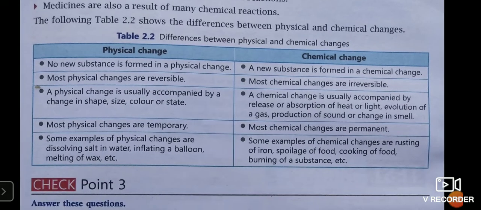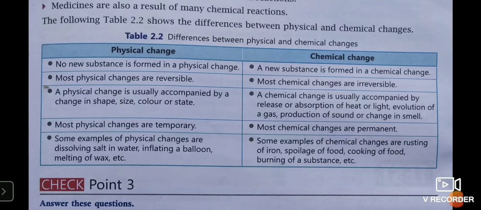Now, let us summarize today's lecture by looking at the difference between physical change and chemical change. In physical change, no new substance is formed. In chemical change, a new substance is formed. Most physical changes are reversible. Most chemical changes are irreversible. But some are reversible, like formation of ammonia, if you remember.